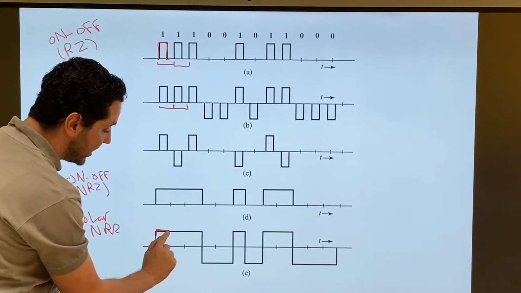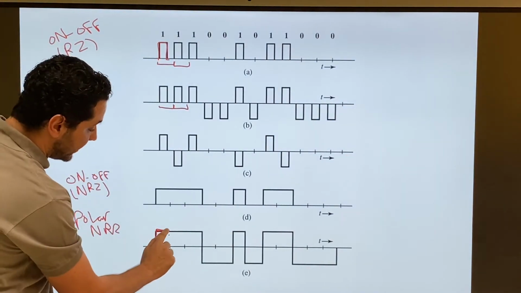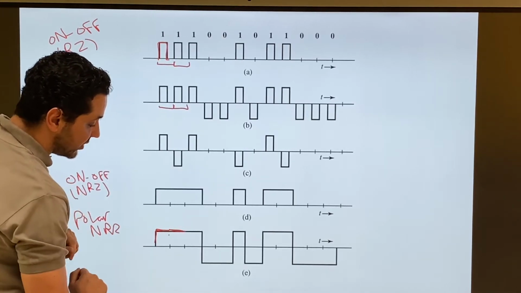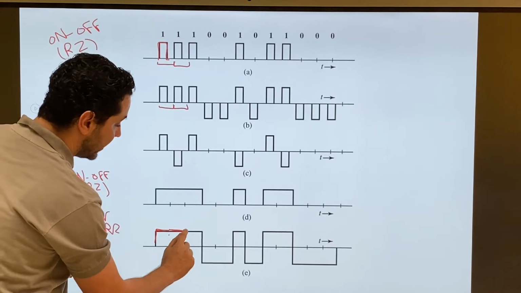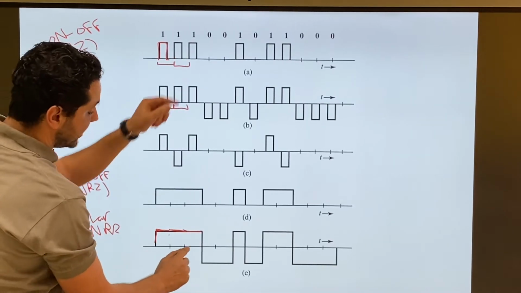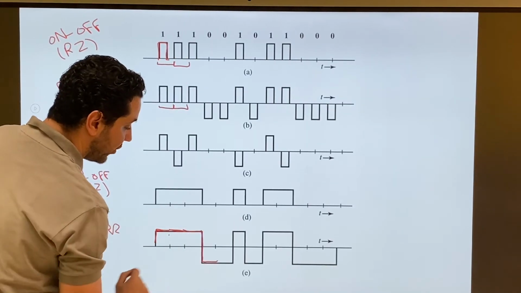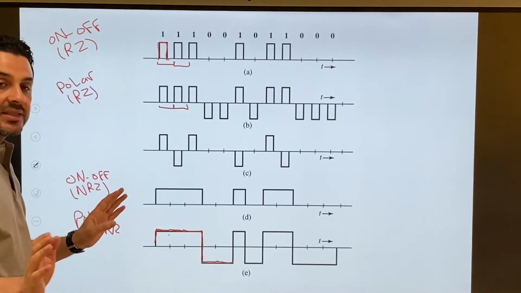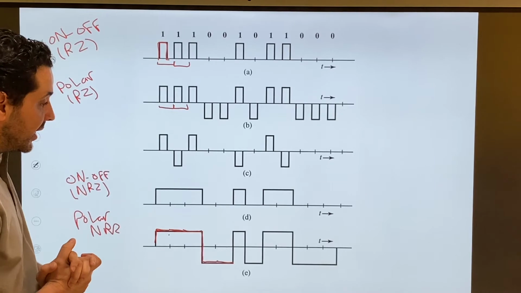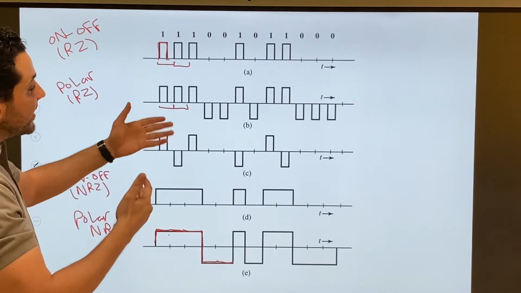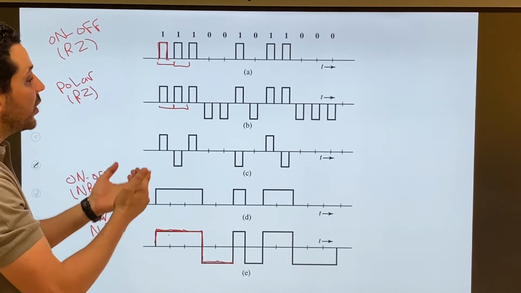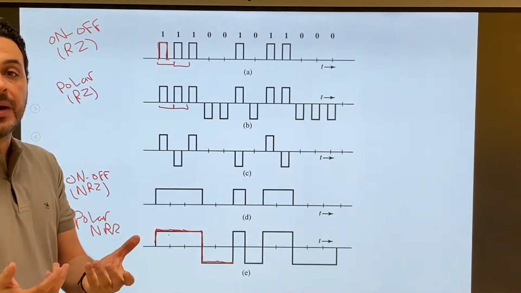So this is one pulse that represents binary 1, and then it will be connected to the next pulse directly without returning to 0. That represents the next one, and then another pulse, and then when 0 comes, it is represented by a full width pulse. So the pulses don't go back to 0. Okay? What's the advantage of polar over on-off? The advantage of polar over on-off is in the power efficiency.